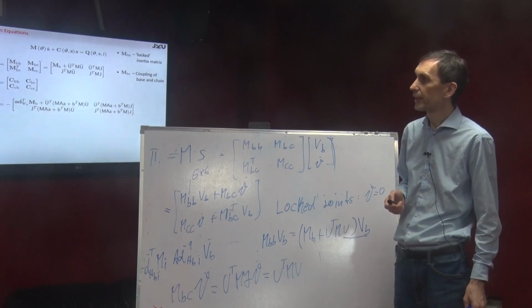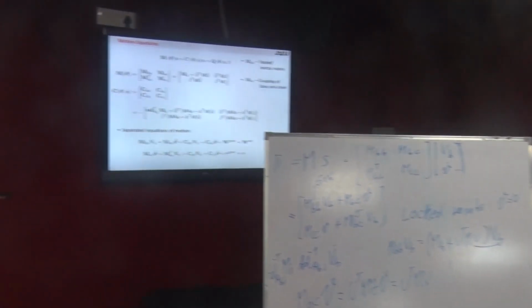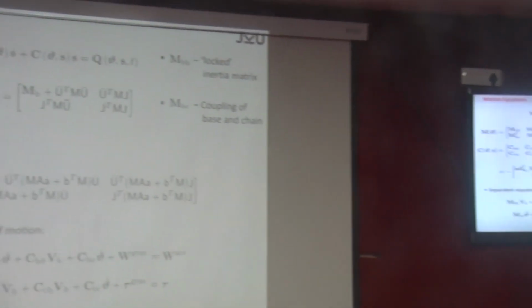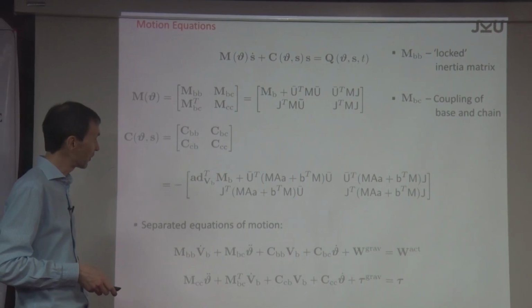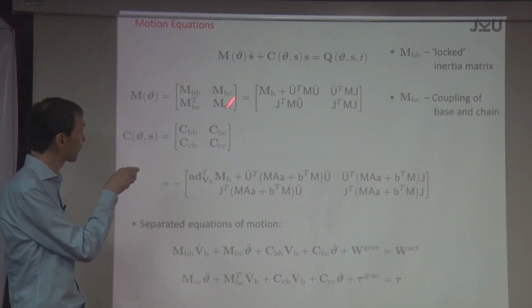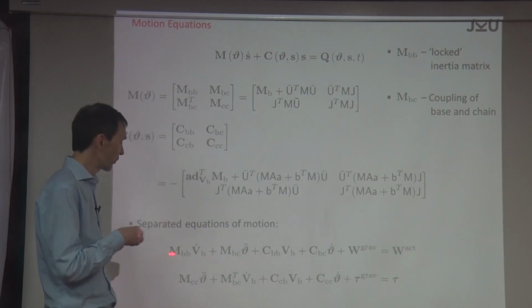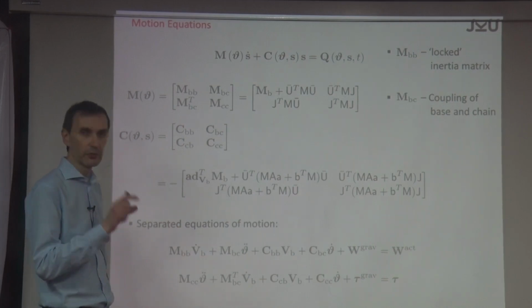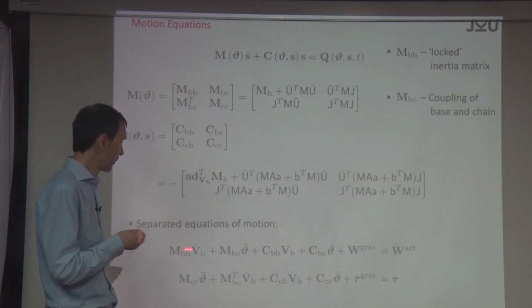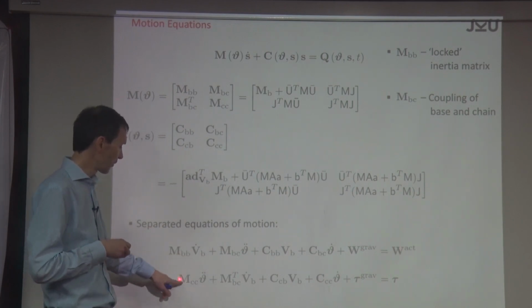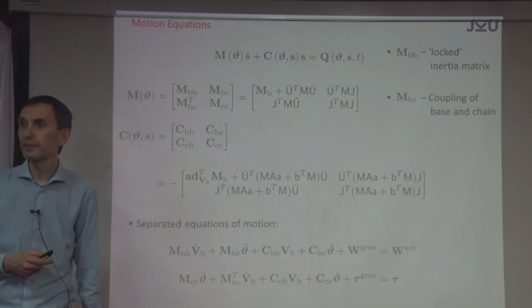What else did I try to do? In the end, you can write them explicitly because you can multiply this all with this S and B and so on. And in the end, what you're getting is two coupled systems of equations. So the first one apparently has to do with the base, and the second one with the kinematic chain.